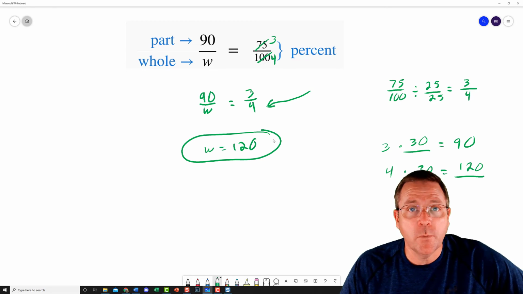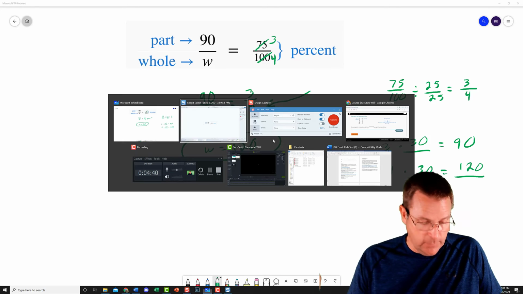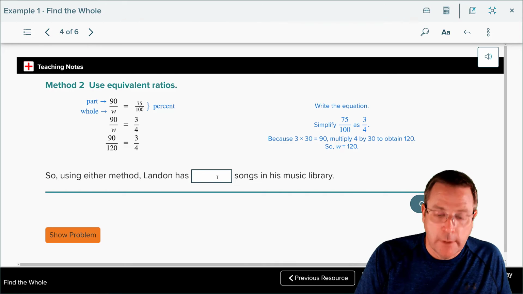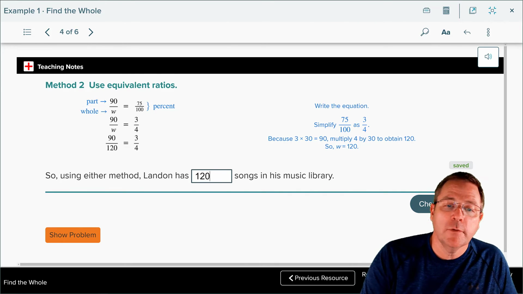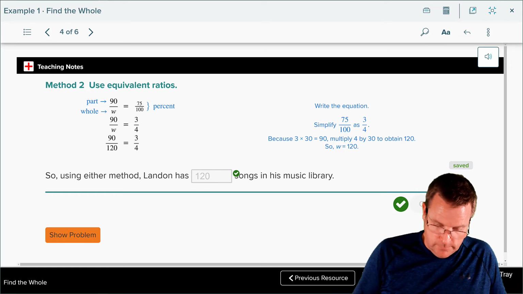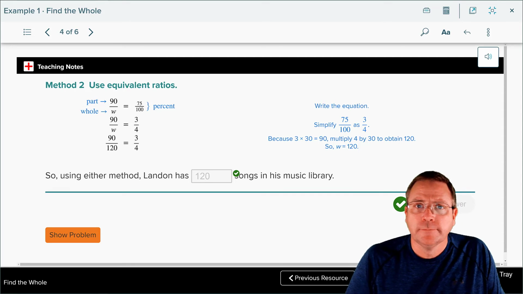This is supporting work. This is a kind of justification I need to see if you're going to use the equivalent ratios method. So going back to our original problem, we can say that how many music songs does he have in his library? 120, and our answer checks. Let's see what else they have in store for us.